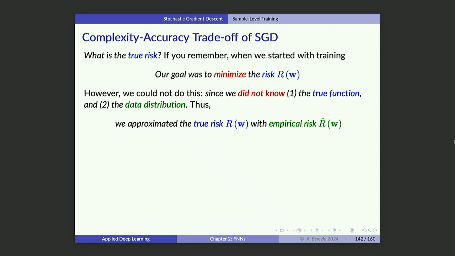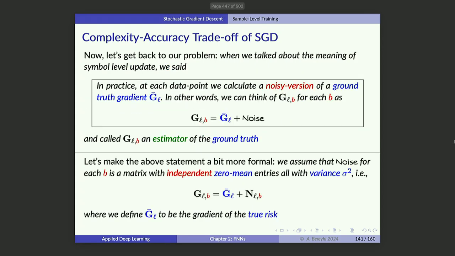What I do in practice is approximate it with the empirical risk, right? And then the gradient of this is actually an estimator of the gradient of this true risk, which I don't know, right? So by this G bar here, I simply mean the gradient of that ideal function in the moon, which I do not have access to. And what we are always doing is just estimating that.